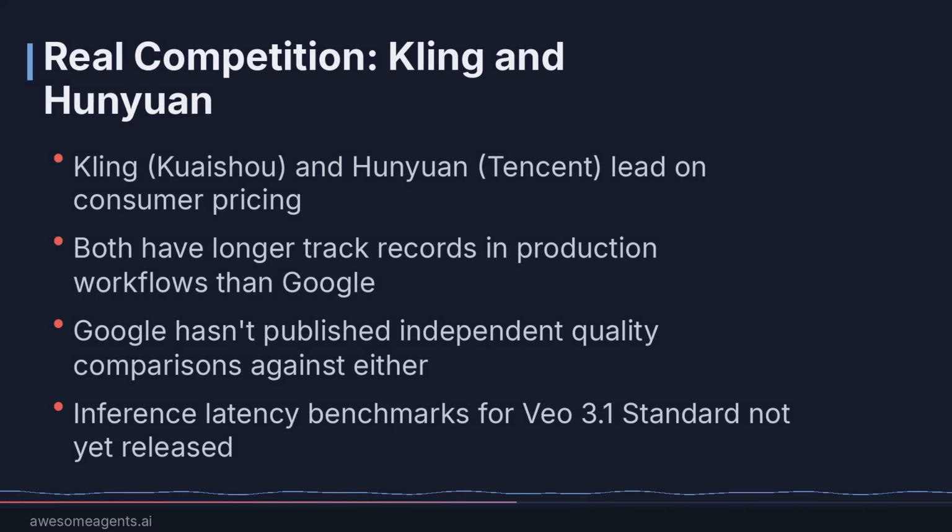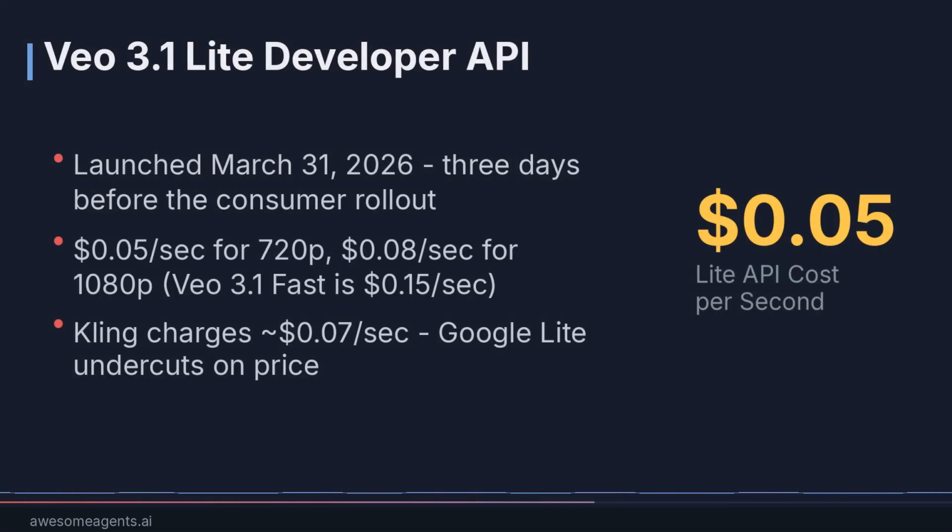Who's the real competition then? Kling from Kuaishou and Hunyuan from Tencent. They've been the most aggressive on pricing and have longer track records in production workflows. Google hasn't published head-to-head quality comparisons against either of them. So there's a gap in the story there. We don't actually know how Veo 3.1 stacks up on quality yet. Not from independent evaluators, no. And there's another thing Google hasn't released, which is inference latency benchmarks for the standard tier. If generations take notably longer than Kling or Runway, the cost calculation changes.